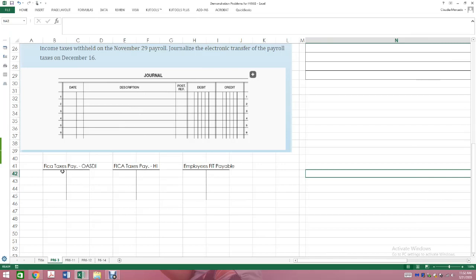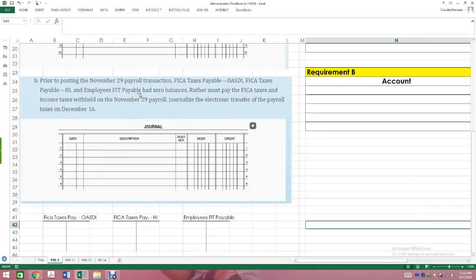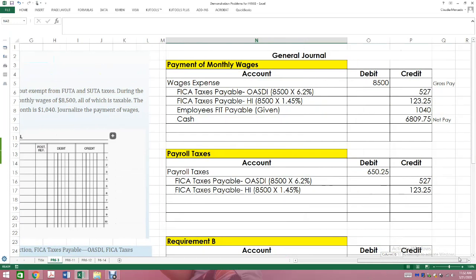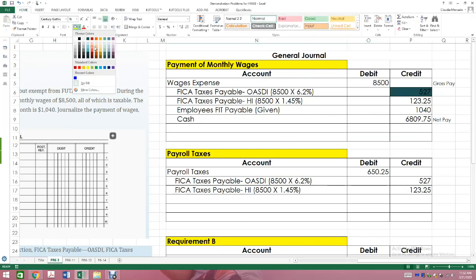Okay, so now I'm going to go ahead. The problem said that our 3 accounts had a zero balance. Okay, now over here we recorded some entries. And let's see what we recorded to FICA taxes payable OASDI. We recorded a credit of $527 here, and we recorded another credit of $527 down here. I'm going to highlight these, that way you see what I'm talking about.